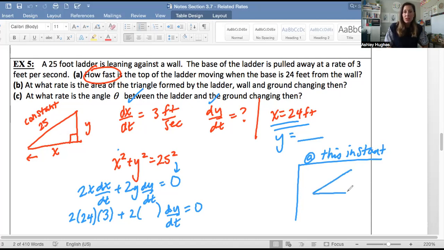At this particular instant, this screenshot in time, x is, I don't know, oh, it's 24, and this is 25. So what is y? I believe it is 5. Because it's a triple, right? 5, 24, 25.